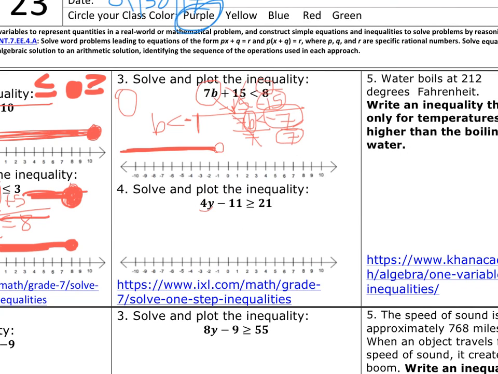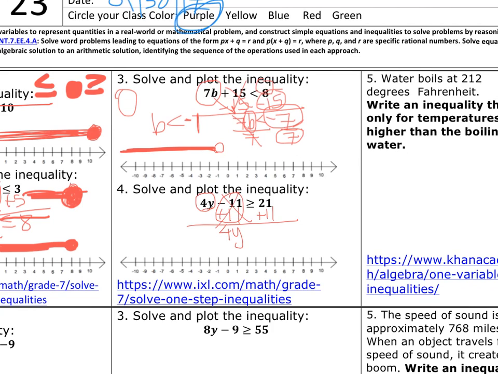Moving on to number 4. We have to isolate the variable. What is the opposite of negative 11? Positive 11. What you do on one side, you do to the other. Uh-oh, this number seems a little big. It might not fit on our graph. Let's see. What is negative 11 plus 11? It's just 0.